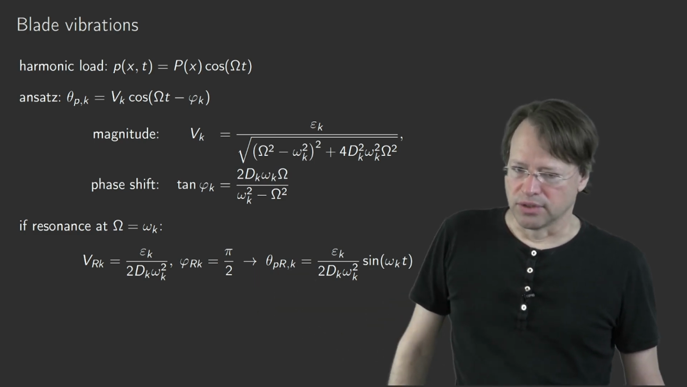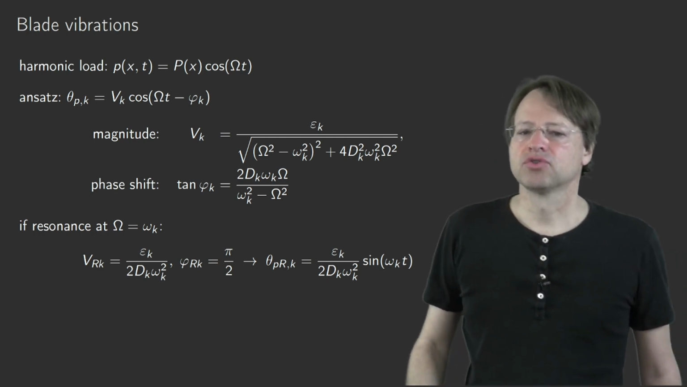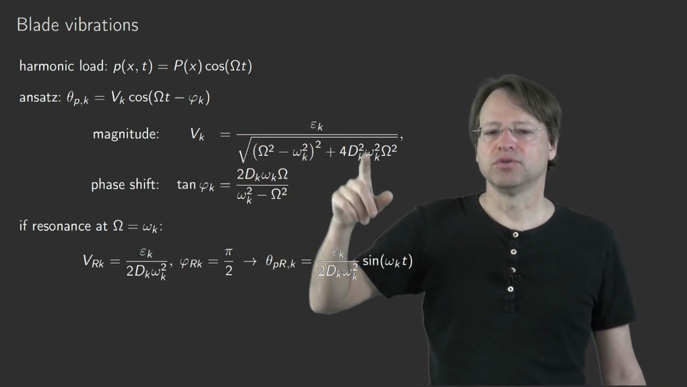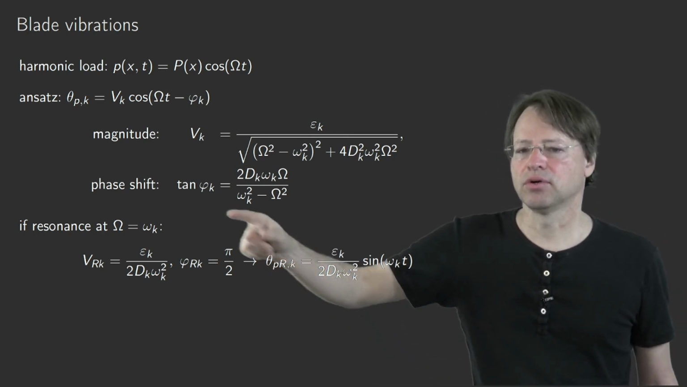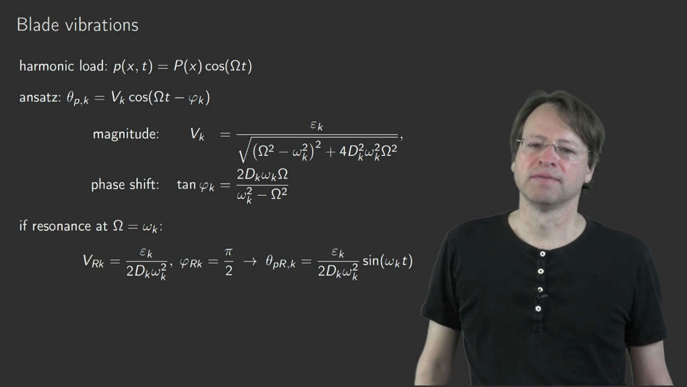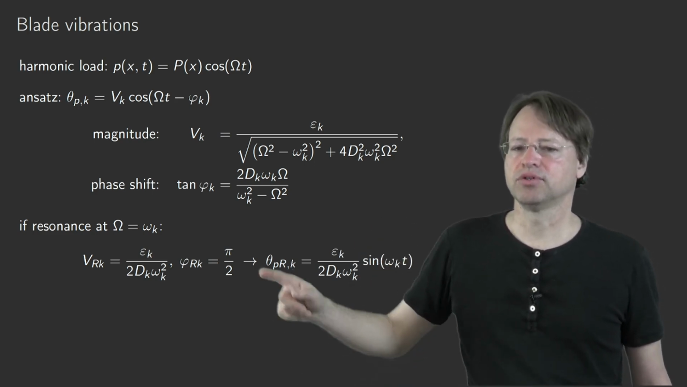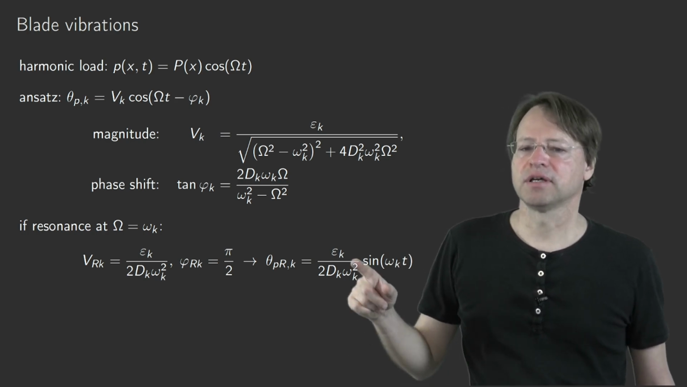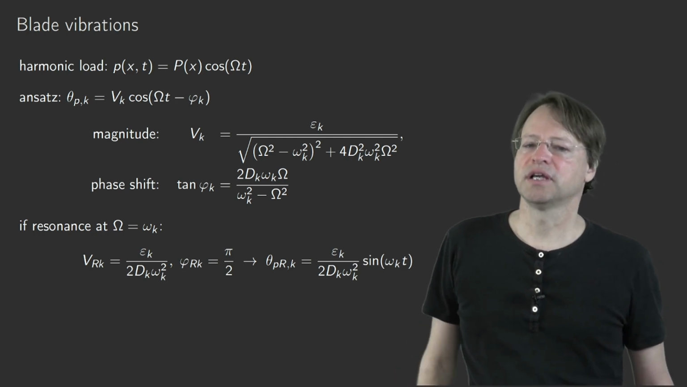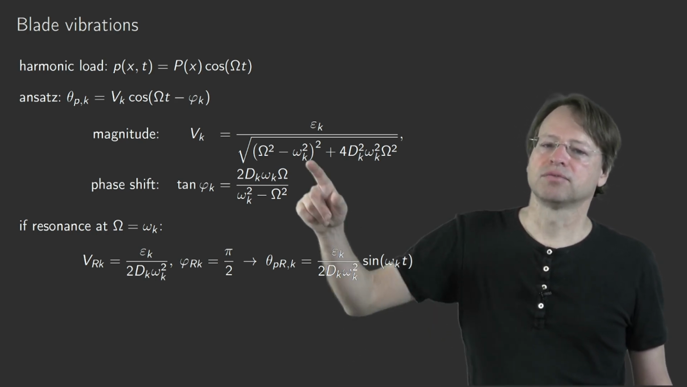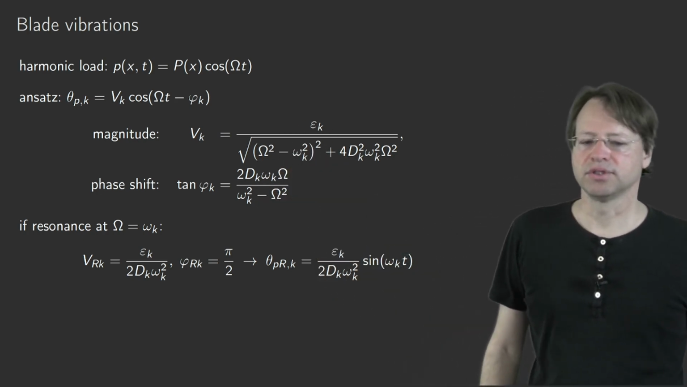And you know that for resonance, a phase shift is just pi divided by 2. So that instead of a cosine function, you would arrive at a sine function of omega_k t, because omega_k is equal to capital Omega. So this would be the excitation, but as a sine function due to that phase shift. And you would have the amplitude epsilon_k divided by 2 D_k omega_k squared. Well, and this would be a maximum because this term then is equal to 0.